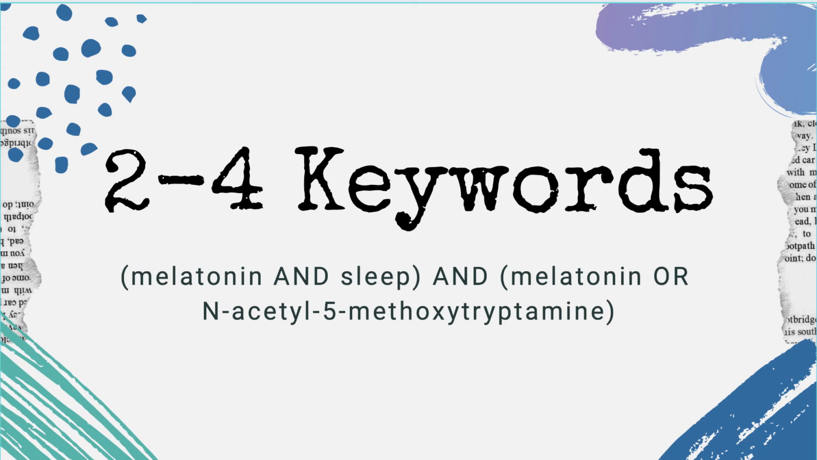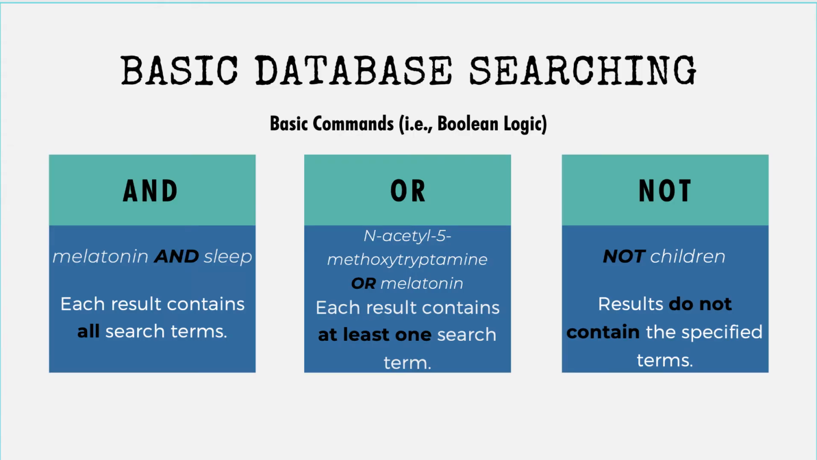After I looked at the list of keywords and chose the best ones, I separated them with Boolean logic. Boolean logic will help you have more control over your search. Boolean logic is made up of 3 distinct commands: AND, between melatonin and sleep, asks the database to find results with both terms. This narrows the search results.